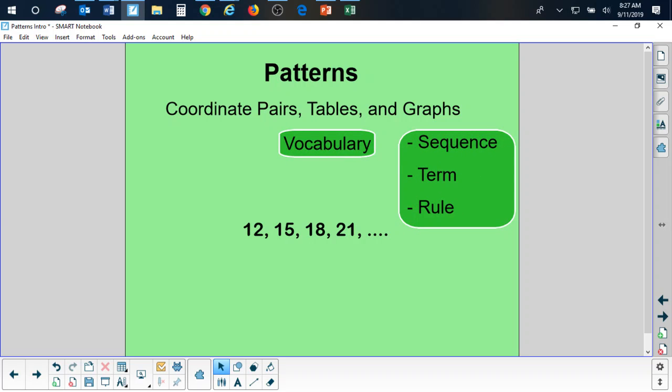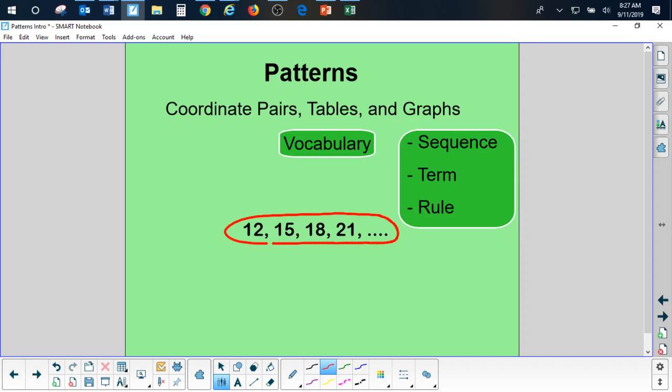First word is sequence. Sequence is the entire set of numbers. So in the example we have here, the sequence would include all the numbers 12, 15, 18, 21, and it would continue if you continued the pattern of the rule that's happening in there. So it's all the numbers that you see.